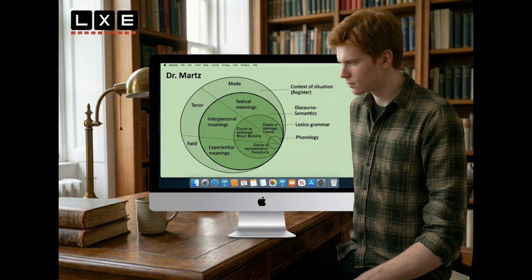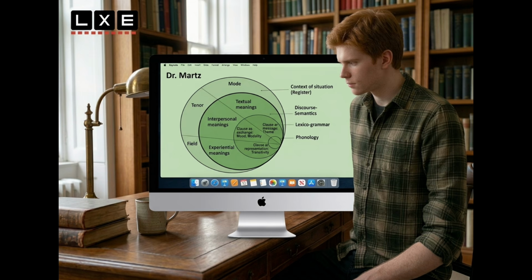The third is the textual metafunction. This is how language organises itself into coherent messages. What you put first, what you treat as given versus new information, how the text flows. This connects to mode. So you have this beautiful systematic connection, field to ideational, tenor to interpersonal, mode to textual. The context shapes the grammar. The grammar realises the context. That's the core insight of the whole model, as far as I can tell. And I think that's genuinely remarkable. Language isn't just words strung together.